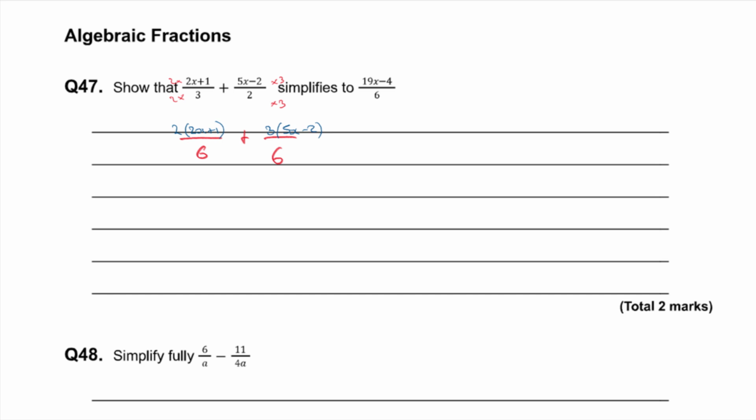Okay, so putting that over one denominator and multiplying out the brackets. So I've got 2 lots of 2x and 2 lots of 1. That's going to give me 4x plus 2. And I've got 3 lots of 5x and 3 lots of minus 2. So that's giving me 15x minus 6. Okay, collecting like terms, I've got a 4x and a 15x. And I've got a 2 and a minus 6. So that is 4x plus 15x is 19x. And 2 and minus 6 is minus 4. So I'm getting 19x minus 4 all over 6. Oh look, that's the same as that one.